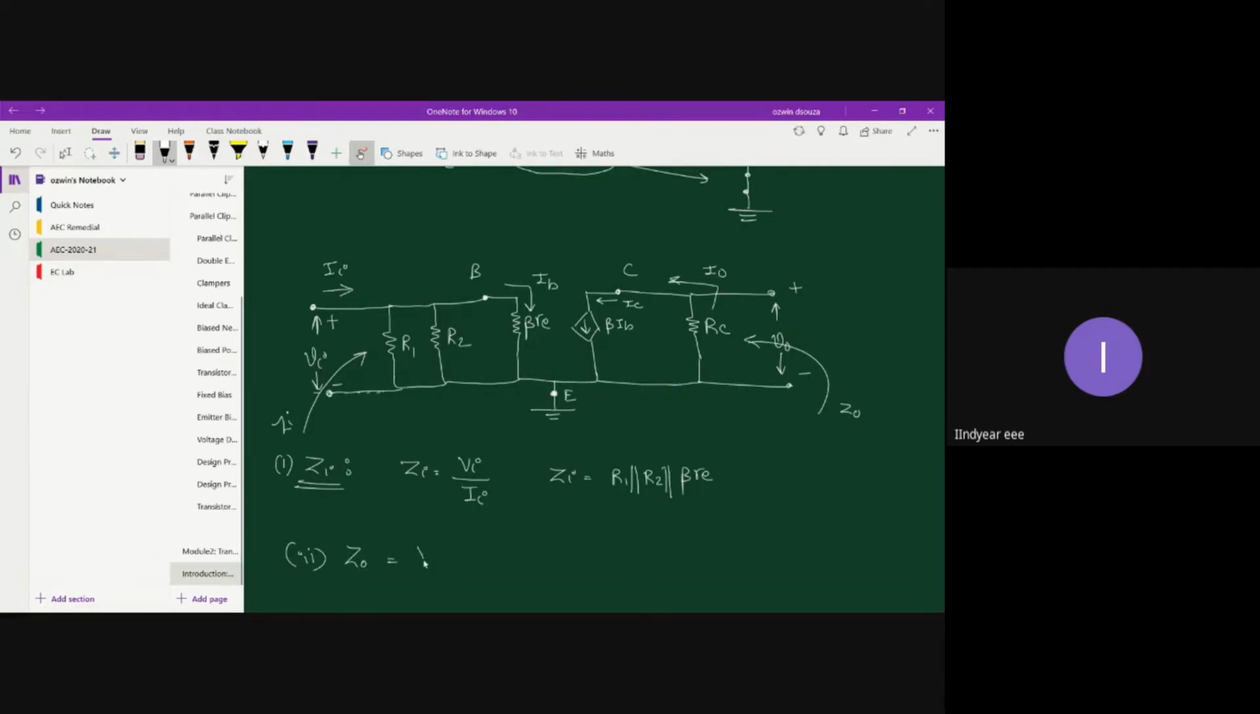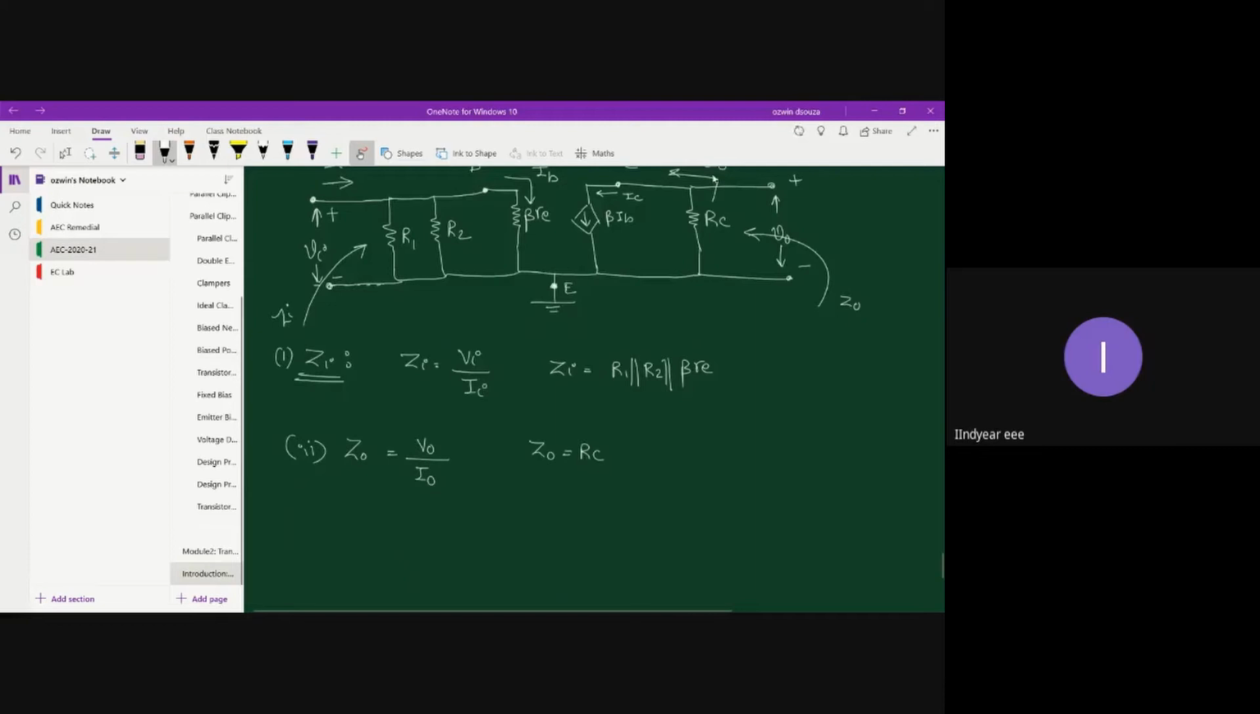So Z0, by definition, is a voltage to current ratio, right? Or by inspection method, you can also say that Z0 is equal to RC, because across the output port, that is collector and ground, you find that RC is connected. Hence, your output impedance becomes RC. If R0 is counted, then Z0 is going to be R0 parallel with RC.